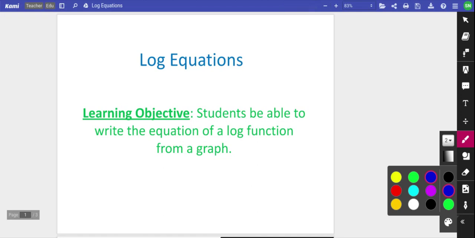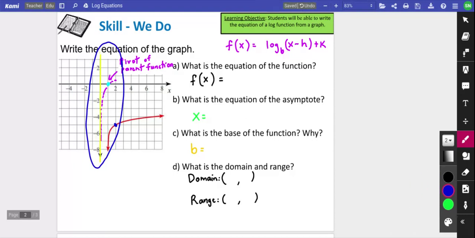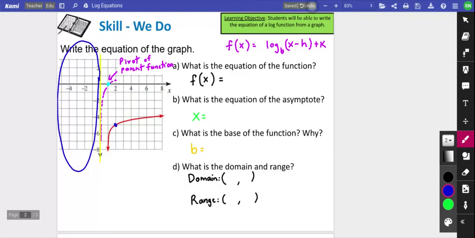Hello, in this video you will learn how to write the equation of a log function from a graph. Let me start by pointing out that right here we have that yellow line that stands for the asymptote of the parent function. Remember, an asymptote is a line to which the function gets really close to, as you can see right here, but never crosses. Therefore, any point on that line is undefined, as well as any point to the left of that line. That's why on this side, you will never see any points for the log function in this format.